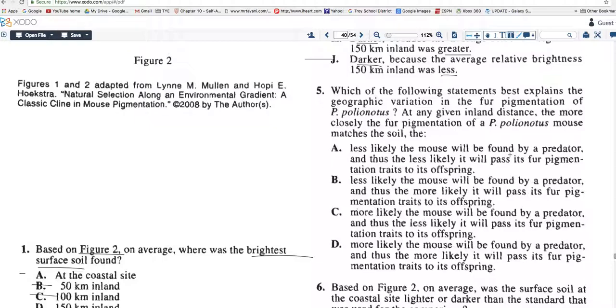So you can underline P poly. Actually, I don't think you need to underline that, but at any given inland distance, and more closely, the mouse matches the soil. I got B, and I didn't really find where to show it in the passage.